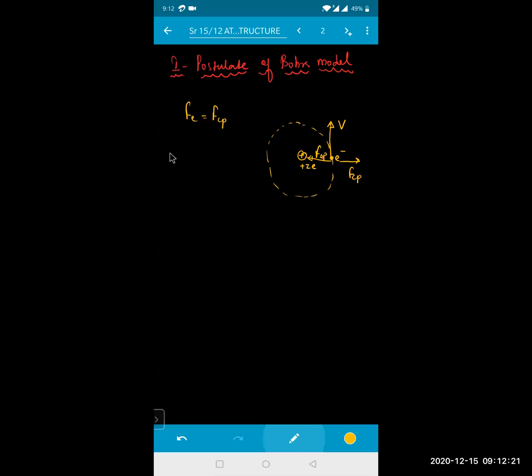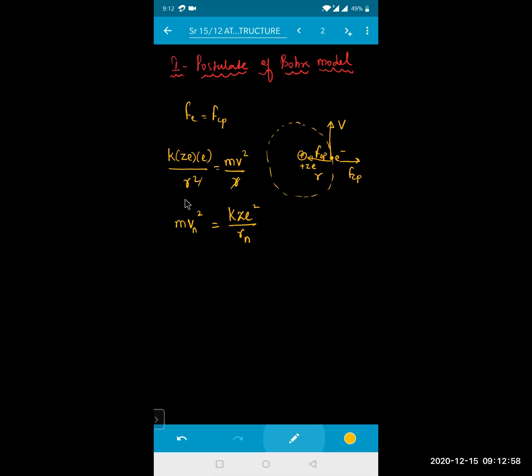So 1/4 pi epsilon, I'm taking it as a constant, that is K, into Z into E into E divided by R square. The distance between them is R, let's assume. That is equal to the centripetal force, M into V square divided by R. In this, one R will get cancelled. So I can write from this relation: M into Vn square, the velocity of the nth orbit, is equal to K into Z into E square divided by the radius of the nth orbit.